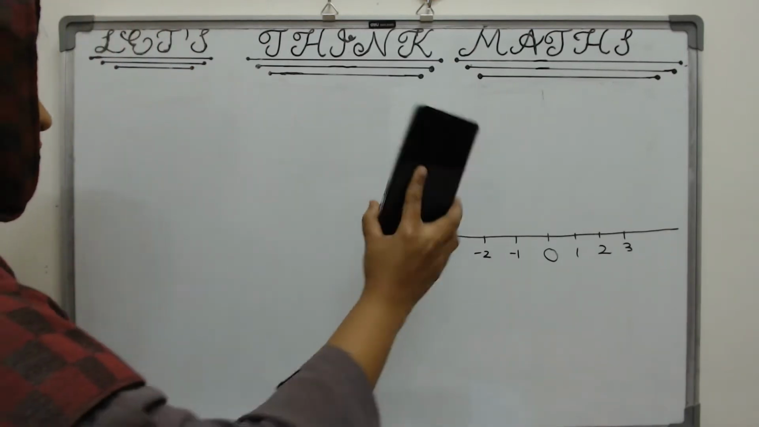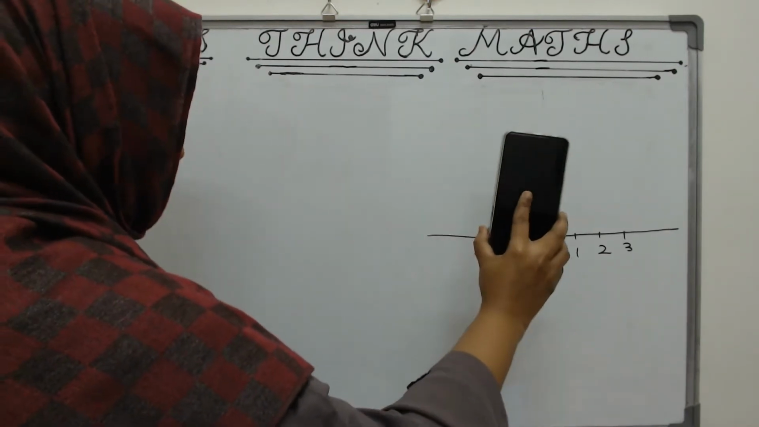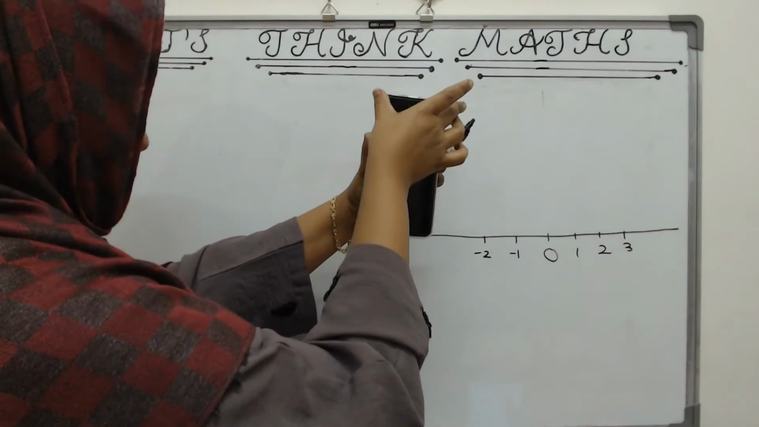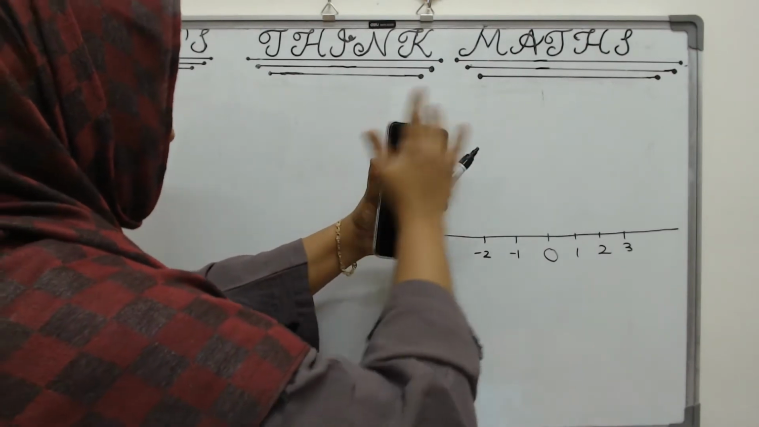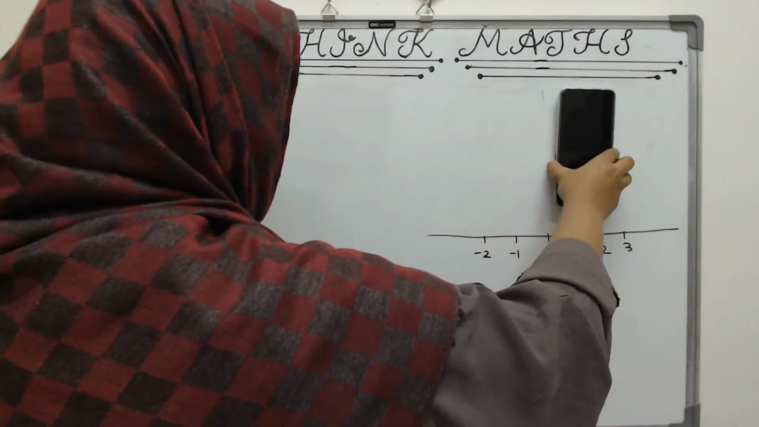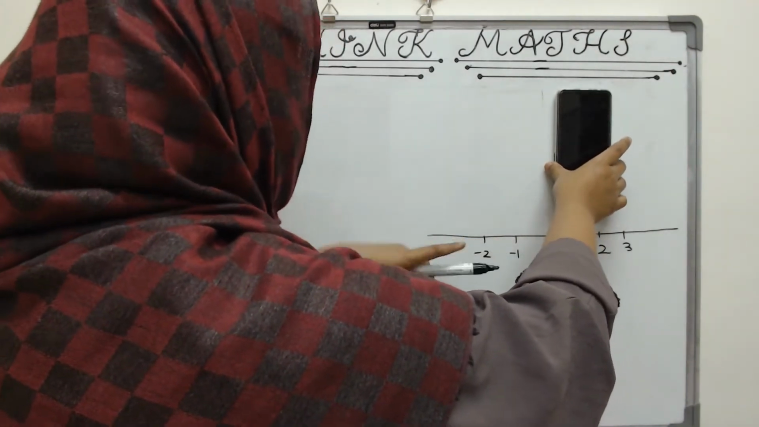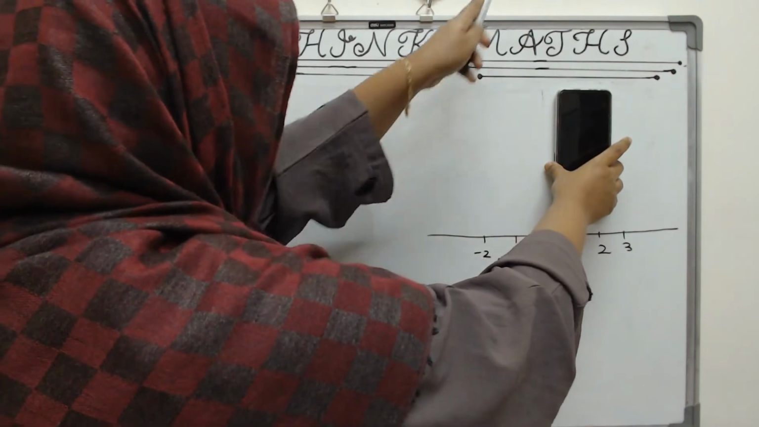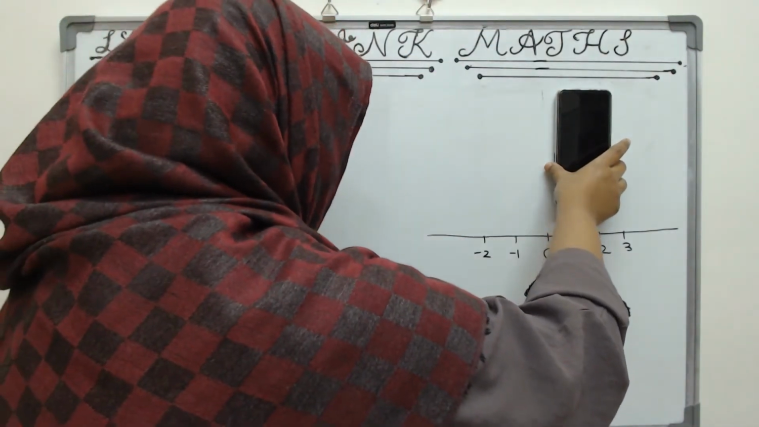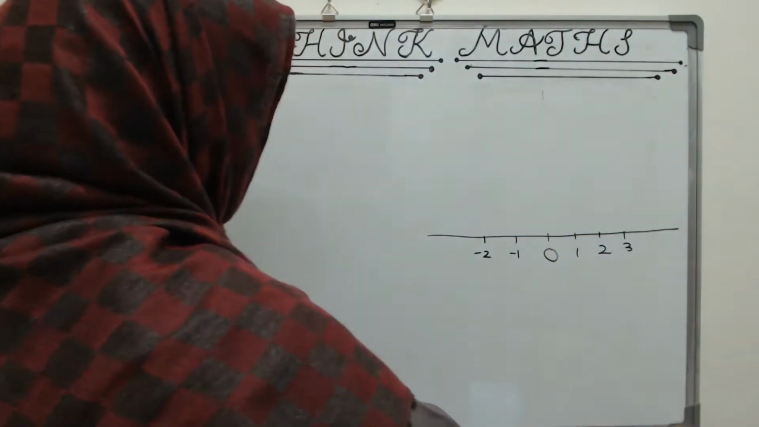But what if you are dealing with something which looks like this? It has two dimensions. It has length and it has breadth. Now, for this, we cannot use just this one line of reference. We need another line of reference which will go along this direction. So, that is what we are going to draw.